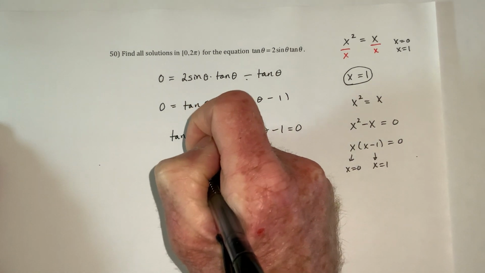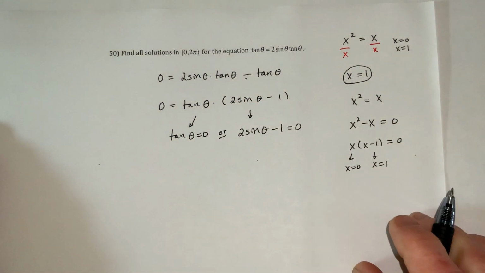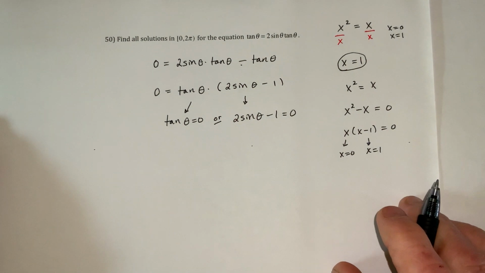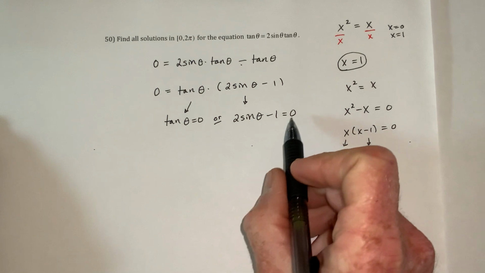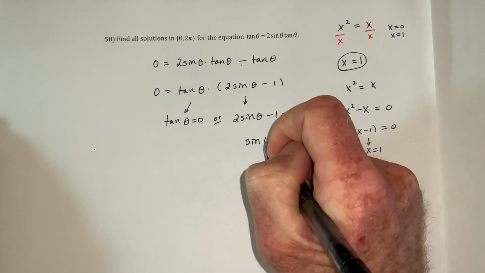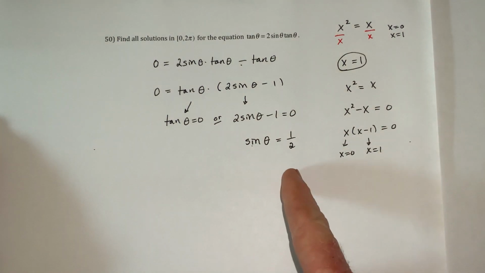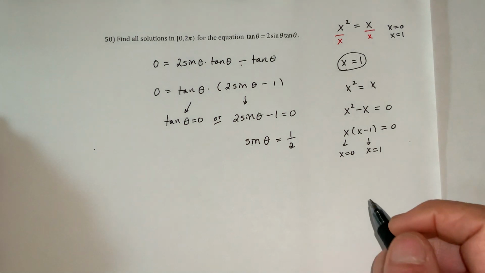Tangent theta equals 0. Technically, there's supposed to be the word or in between. So this one, you could add 1 to both sides and then divide by 2. So that means that sine of theta is equal to a half. Deja vu, that happened in the last podcast.